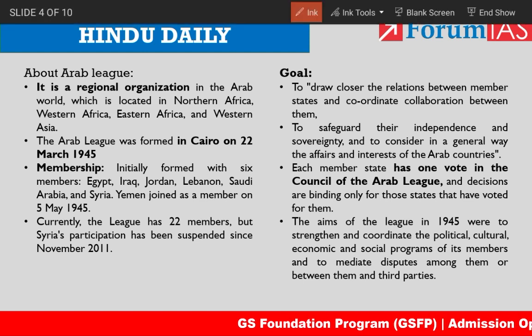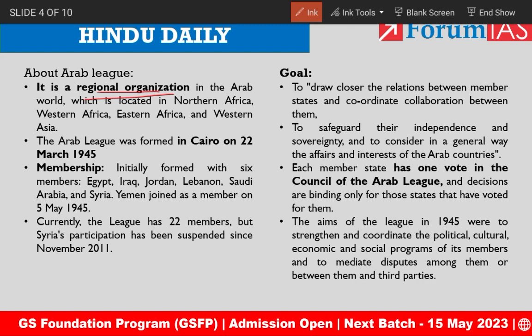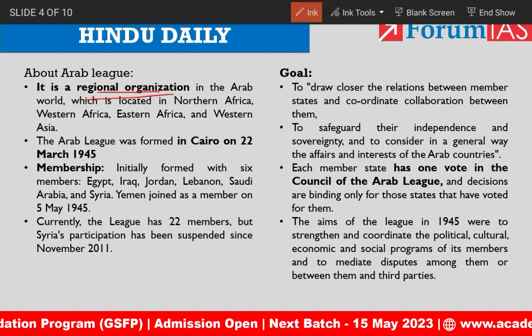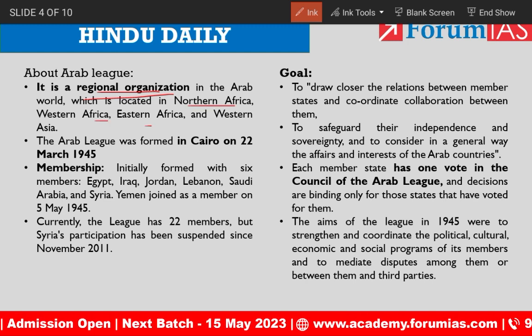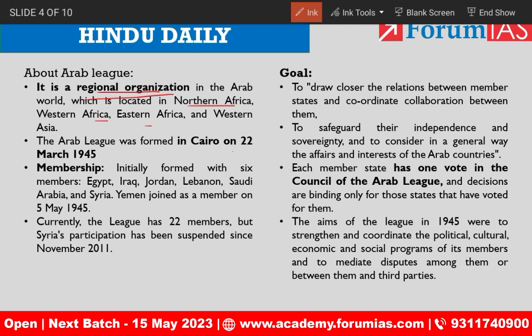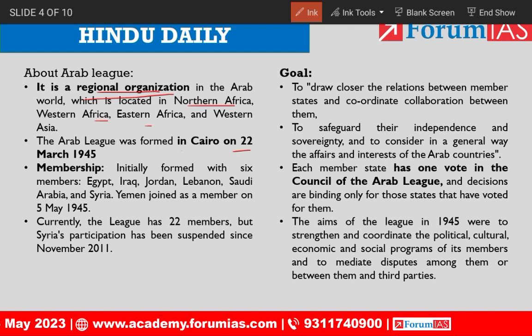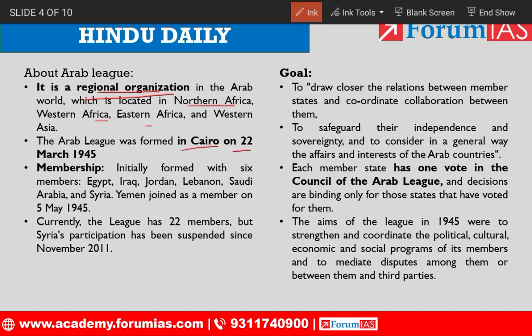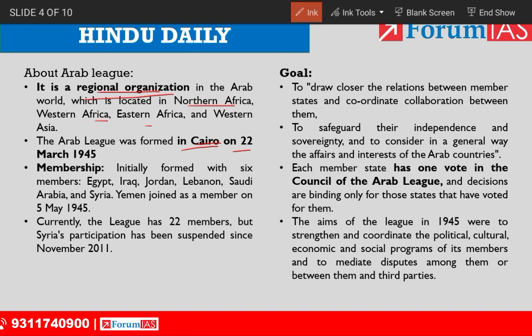So let us look in detail at the Arab League. See, it is a regional organization, and countries from Northern Africa, Western Africa, Eastern Africa, Western Asia, they're all part of it. And when was it formed? It was formed on 22nd March 1945. Initially, Egypt was the head of the Arab states, so it was formed in Cairo. Now only Saudi Arabia is the head of Arab states, but back in the days it was Egypt.